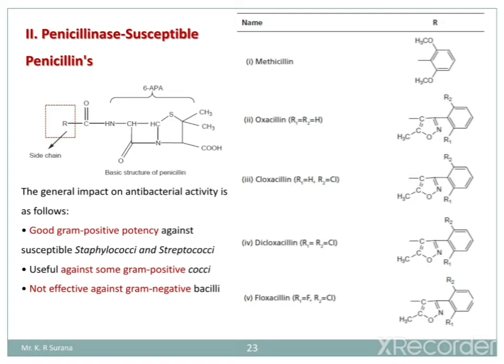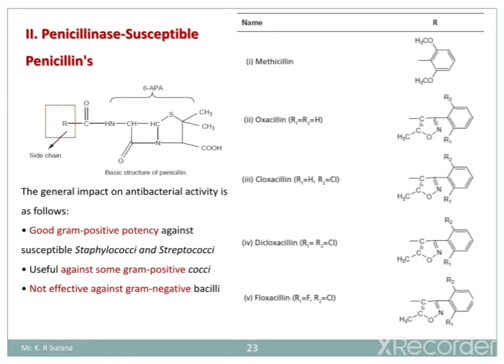The first example is methicillin. At the R position in the basic structure, dimethoxybenzene has been substituted, as you can see in the substitution table. The second example is oxacillin. In the case of oxacillin, an oxazole will be there. There is R1 R2 substitution on the benzene ring, and this benzene ring attaches to the methyl oxazole. R1 and R2 are both hydrogen.